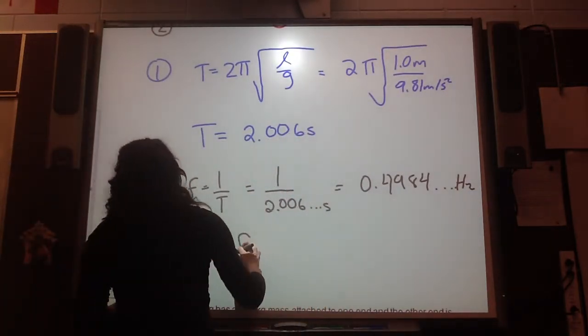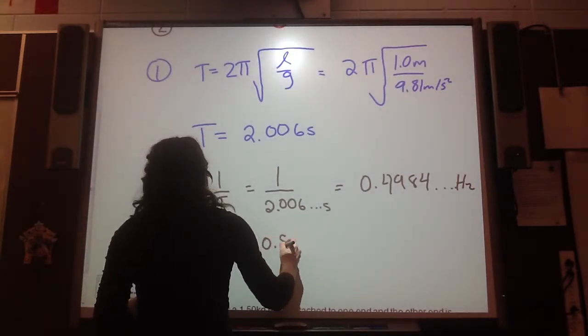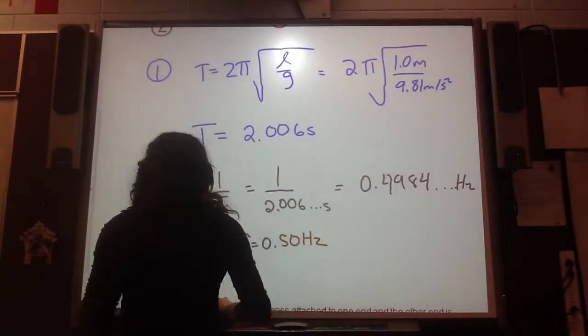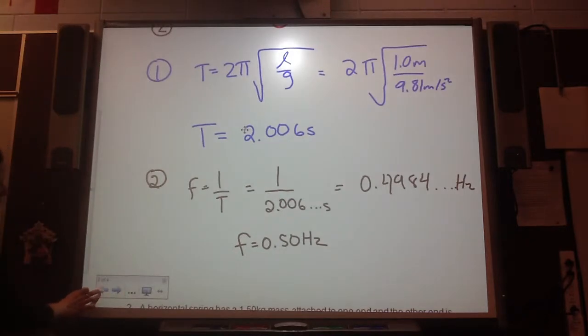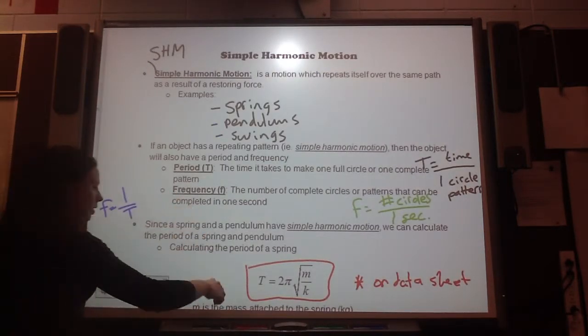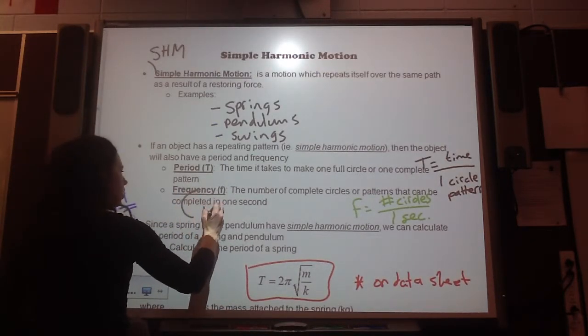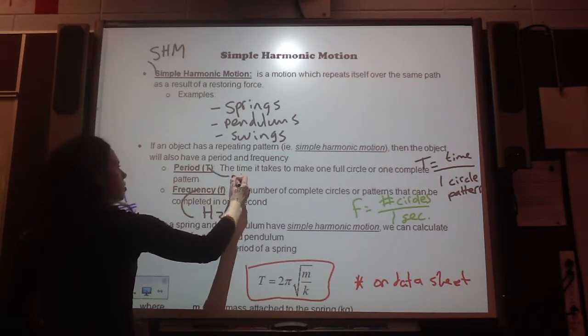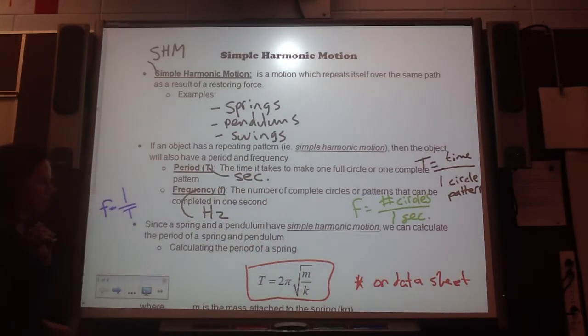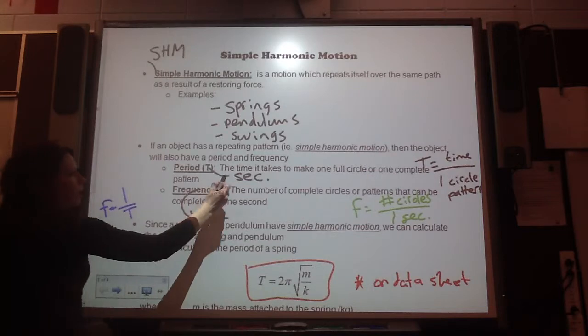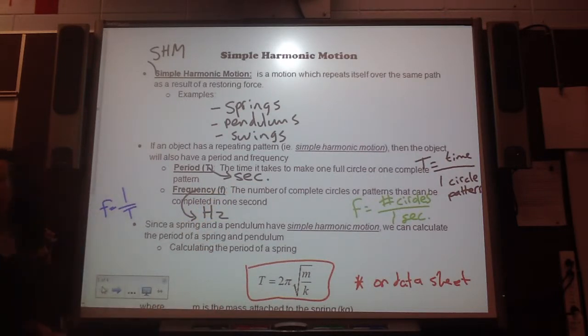So now to sig digs, F is equal to 0.50 hertz, which maybe, should we go back and write that in our notes? Frequency, this is measured in hertz, T is measured in seconds. Just so we remember that. Period is in seconds, frequency is in hertz.